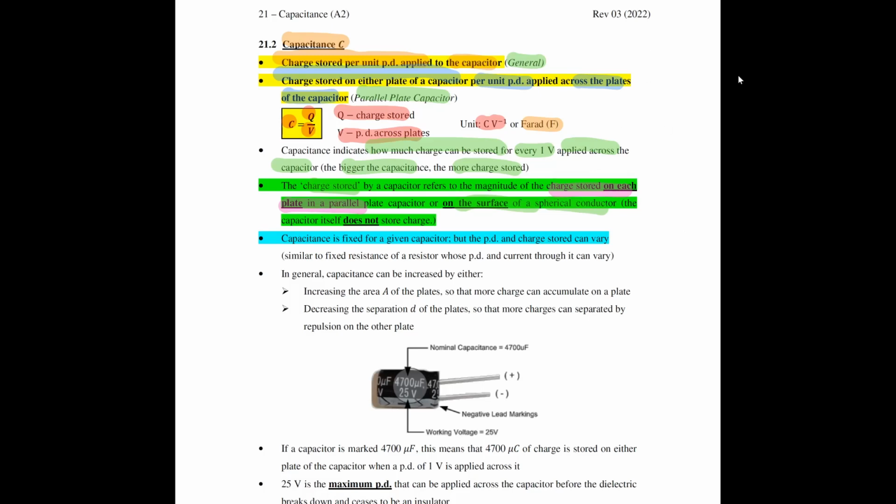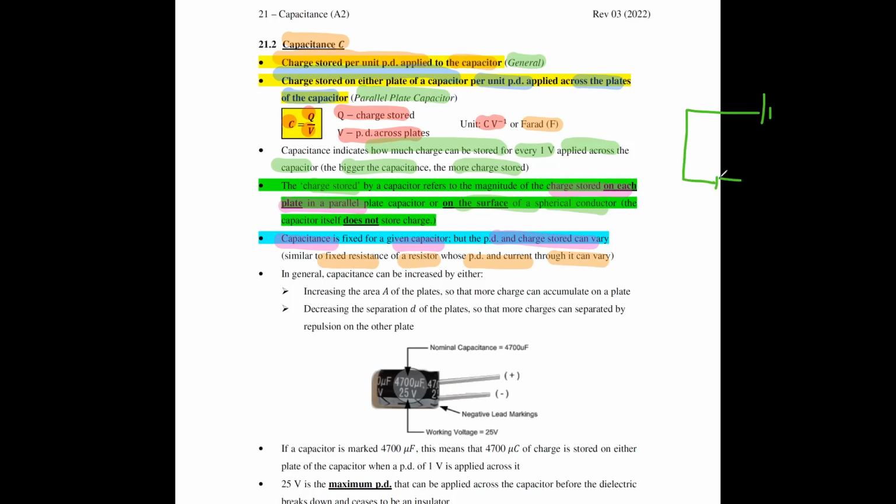And another thing that I just need to mention to you is that capacitance value is fixed for a given capacitor, but the PD and the charge stored across it can vary. This is similar to the fixed resistance of a resistor, so PD and current through it can vary. Okay, what do I mean by that? You can try and look at this diagram here.